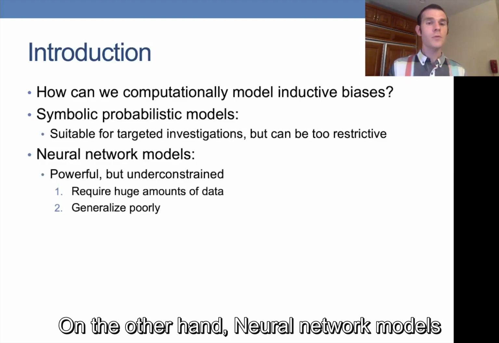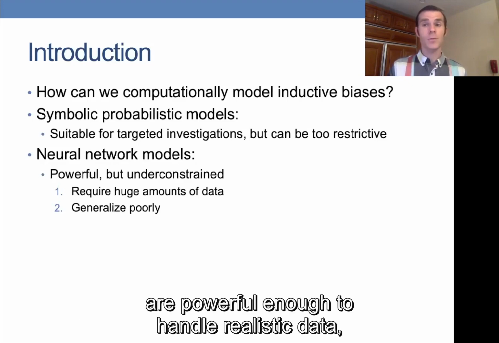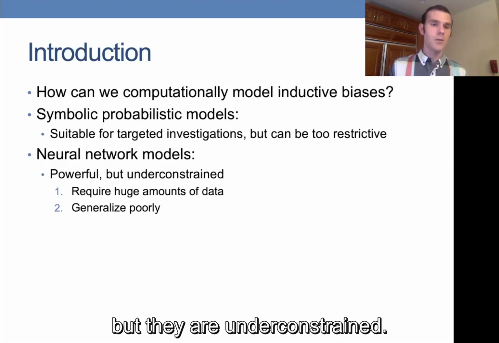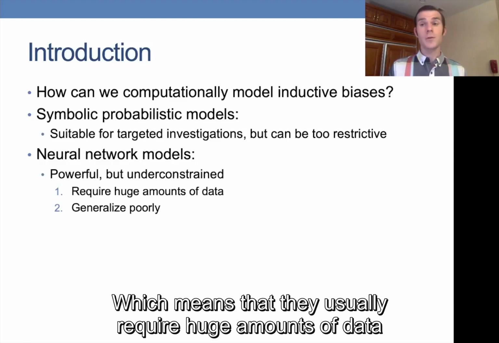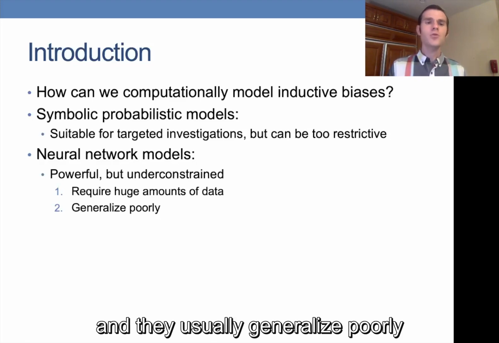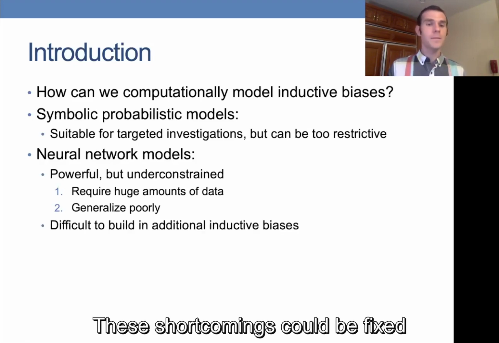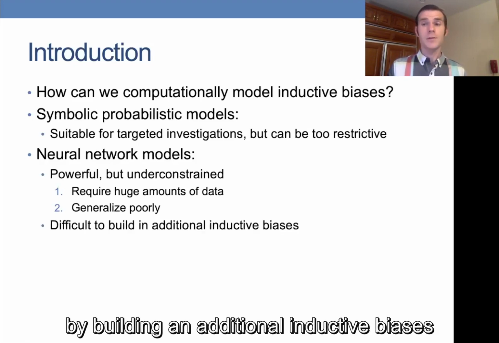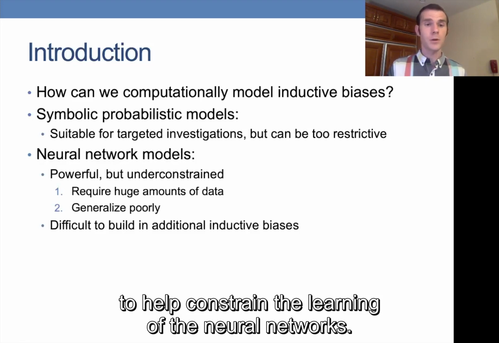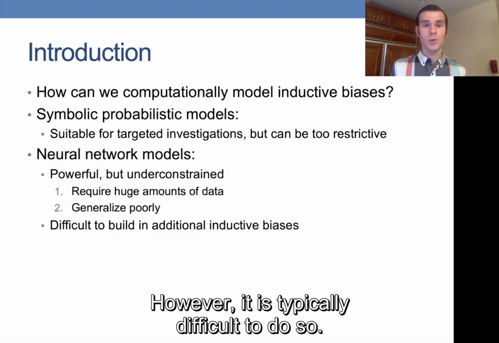On the other hand, neural network models are powerful enough to handle realistic data, but they are under-constrained, which means that they usually require huge amounts of data to learn anything useful, and they usually generalize poorly to novel types of examples. These shortcomings could be fixed by building in additional inductive biases to help constrain the learning of the neural networks. However, it is typically difficult to do so.